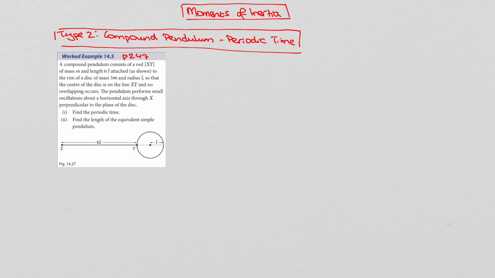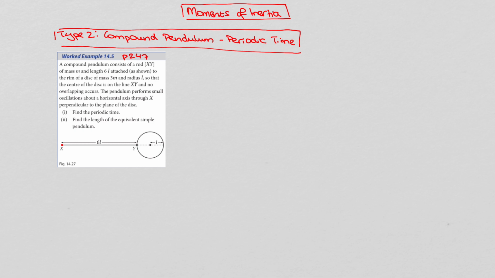Moments of inertia, type 2, compound pendulum, periodic time. So we're going to look at page 247 in our textbooks, and we're looking at example 14.5, where we have a rod and a disc attached as a compound pendulum system, and it's free to rotate around the axis through X. So if I mark X in red, that's our axis point.